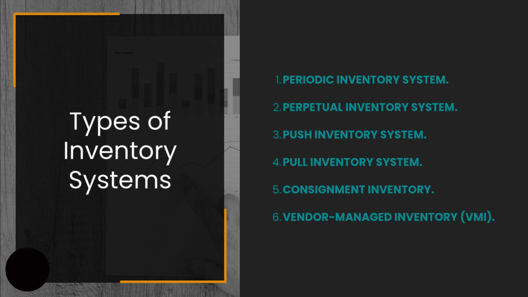And the last is vendor managed inventory, VMI. Well, the supplier manages inventory levels at the customer's location, and the application is common in industries with high supply chain integration, such as supermarkets or electronics. The advantage is it streamlines operations, reduces stock costs, and shifts inventory management responsibility to the supplier. The disadvantage is it requires high levels of coordination and dependency on supplier accuracy.